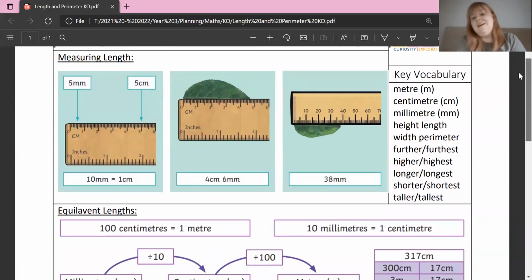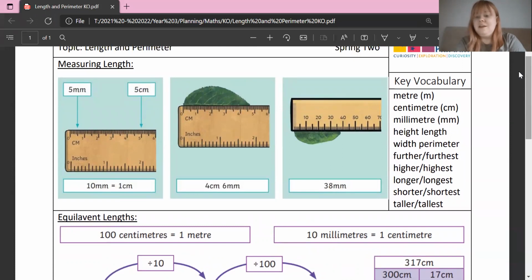Now, looking at our key vocabulary for this term, we have got meters, centimeters, millimeters, height, length, width, perimeter, furthest, longest, highest, higher, longer, shorter, shortest, taller, tallest. These are all words that you will come across in your questions and when we have been discussing them in class.